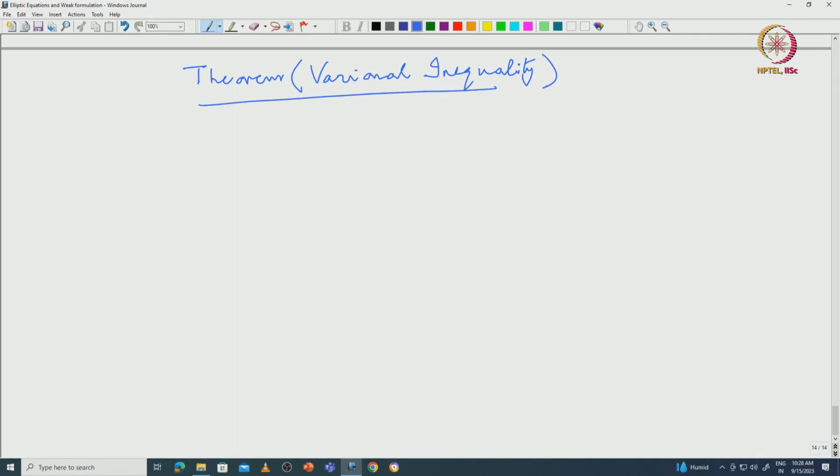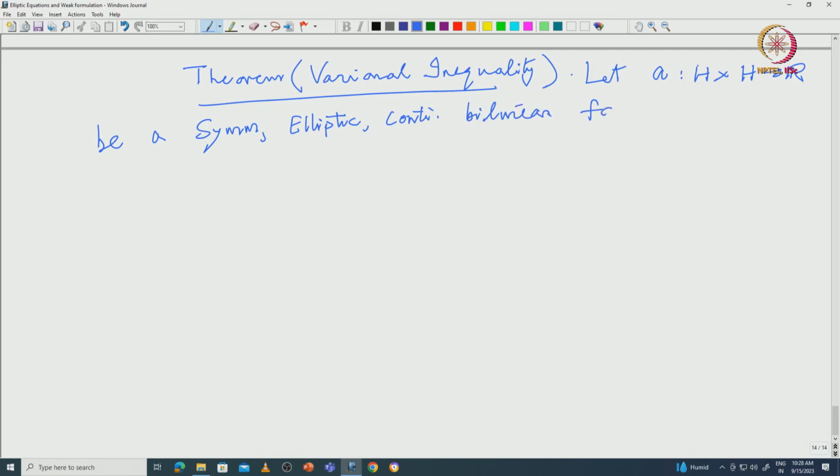symmetric, because the symmetric case is essentially the previous minimization problem, but if it is not symmetric, it is something different. So let A from H to H, H is a Hilbert space, be a symmetric elliptic, or coercive, and continuous bilinear form, and K be a closed convex subset of H.